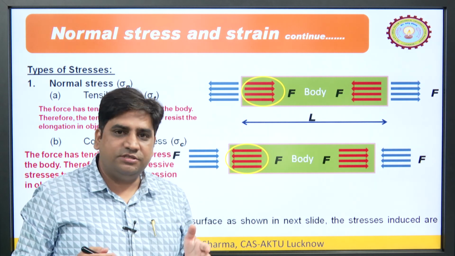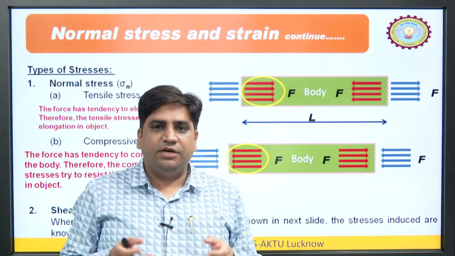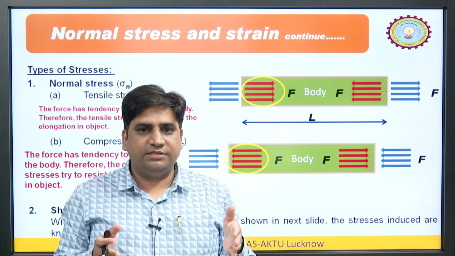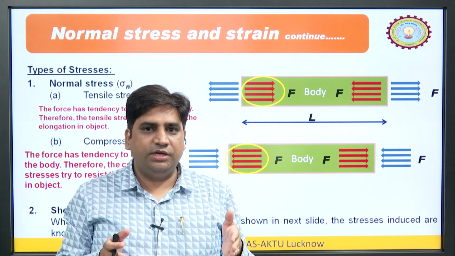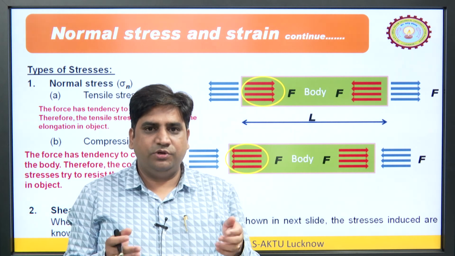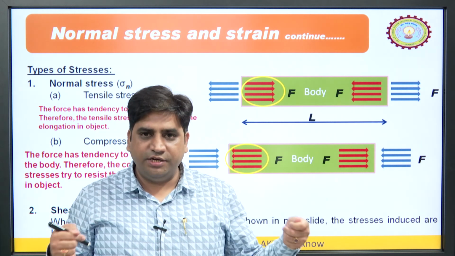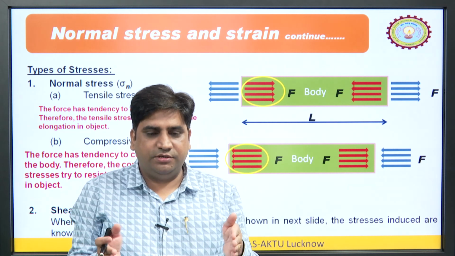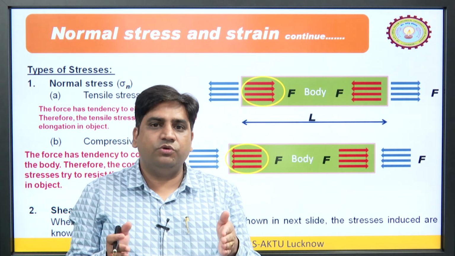What is the nature of tensile force? Tensile force always tries to elongate the object. So, what do the tensile stresses do? They try to keep the original size of the object. If the external force is trying to elongate it, they will try to compress it to keep it in the original shape.